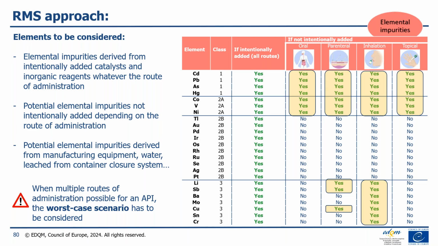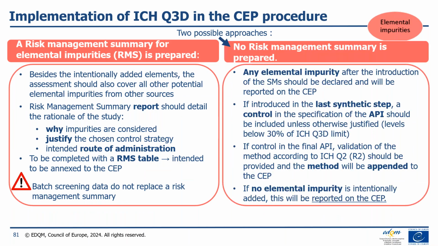For parenteral and inhalation, you also have to include some class 3 elemental impurities. And when multiple routes of administration are possible for an API, the worst case scenario has to be considered. Next slide, please. If you do not provide any risk management summary, any elemental impurity after the introduction of the starting material should be declared and will be reported on the SEP.